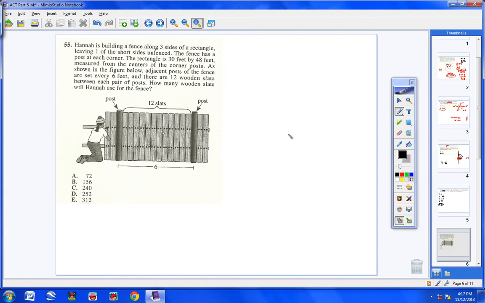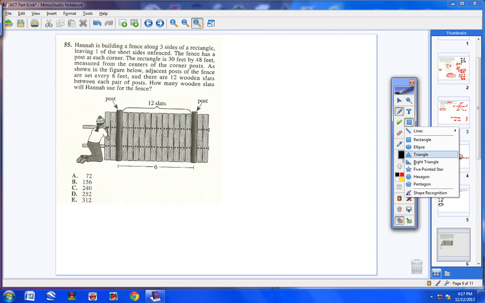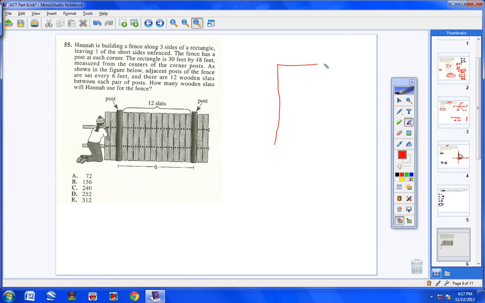Now, for me, I'm a huge visual learner, and so I'm going to get a quick picture of this, okay? Here we go, and there we go. All right, so she's only fencing in 3 sides, so I'm going to leave this side here completely open. Now it says it's 48 by 30 feet, so this is going to be 48 feet, this is going to be 48 feet, and this is going to be 30 feet. Now let's continue and read on.